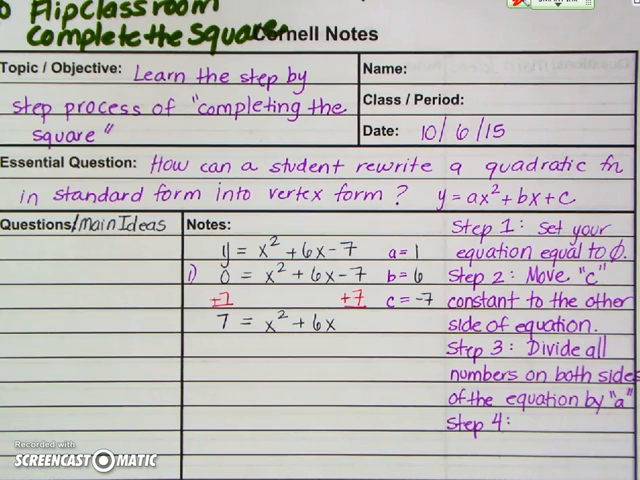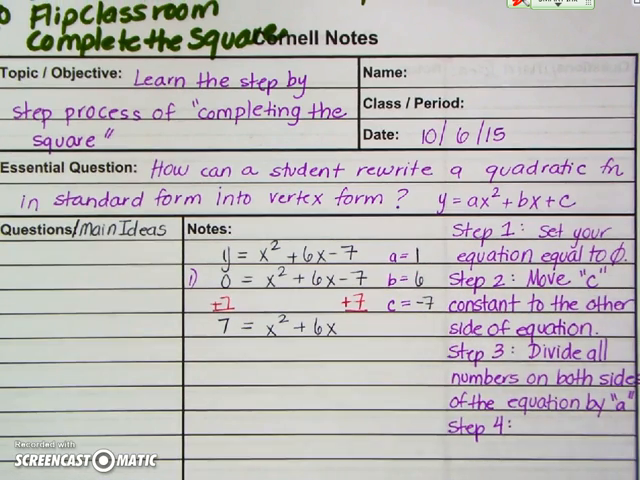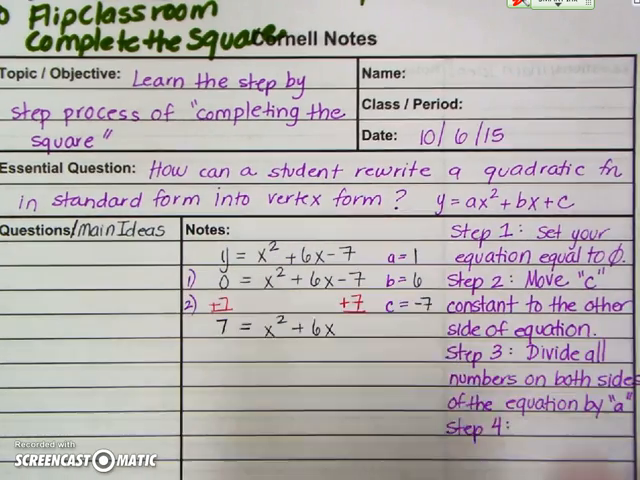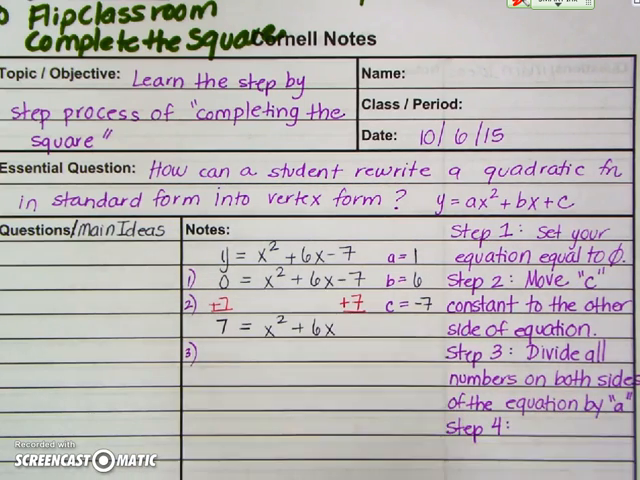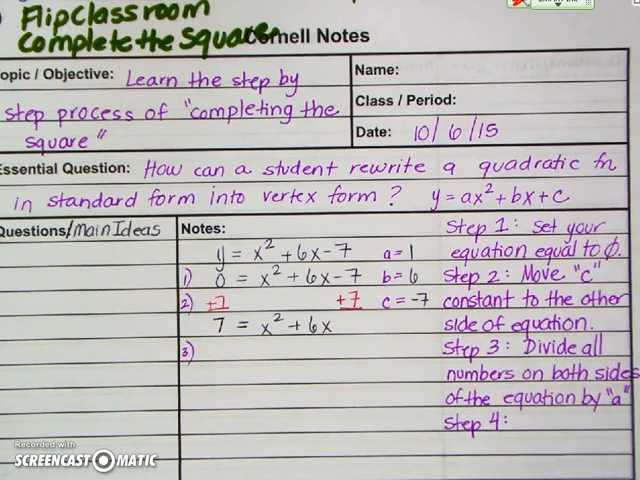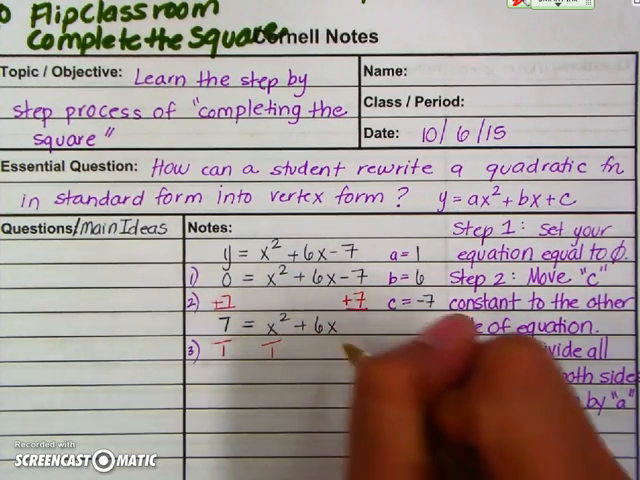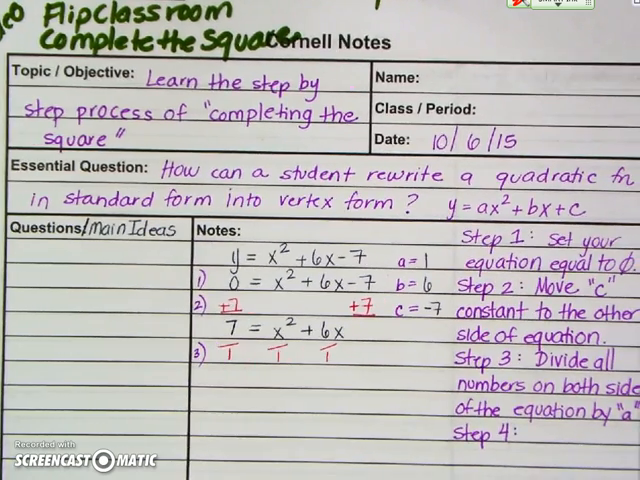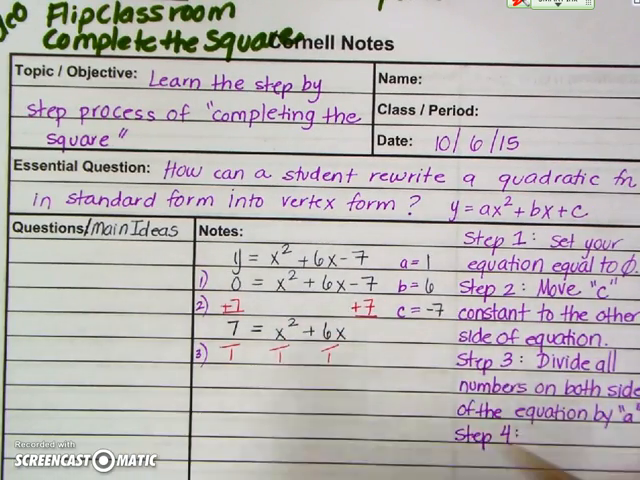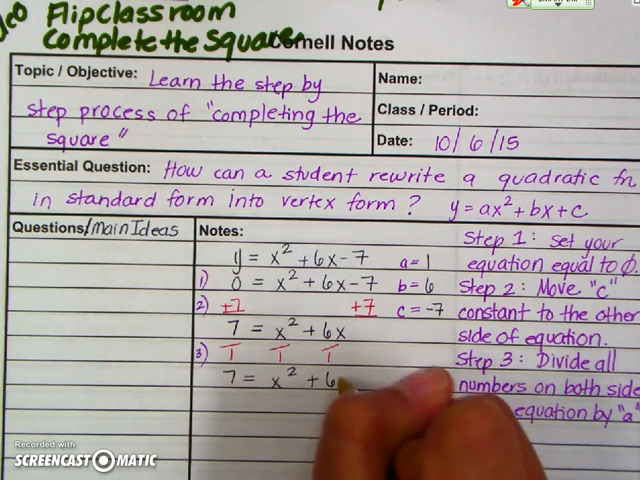The next step is to divide all numbers on both sides of the equation by a. This is step 3, to divide all sides by the letter a. What is the letter a in this case? 1. So I'm going to divide 7 by 1, x squared by 1, 6x by 1. In this example, it doesn't make a lot of sense because it's just the same thing, right? But later on, we're going to have a leading coefficient of something other than 1.